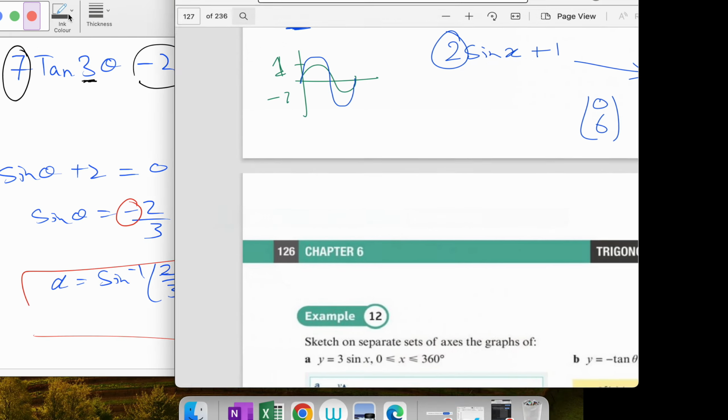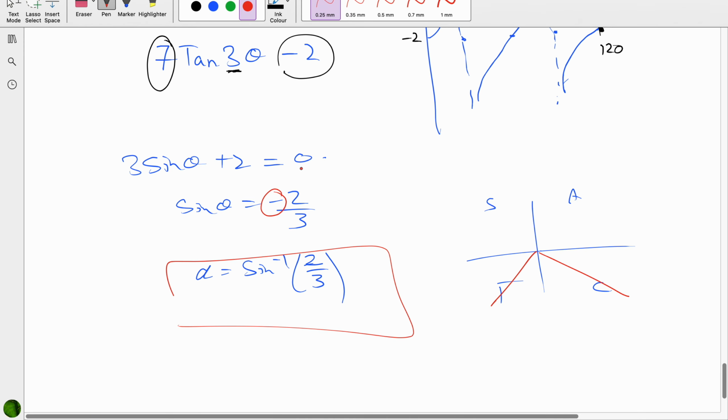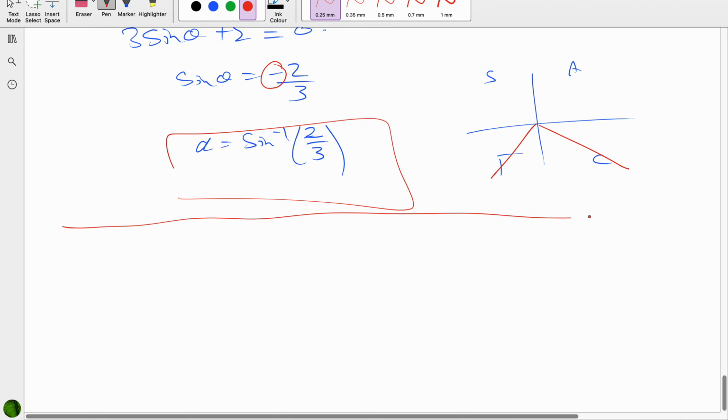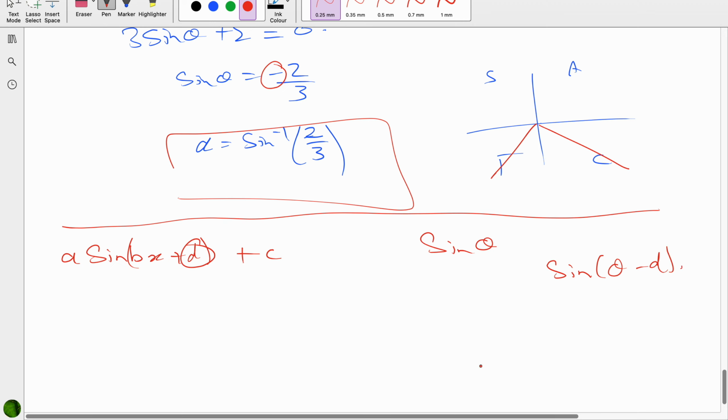Now there's one more thing we need to add, which is a sine (bx plus d) plus c. We added this d. So it was sine theta and now it is sine of (theta minus d). What does this do? This makes the graph move towards the right or towards the left.